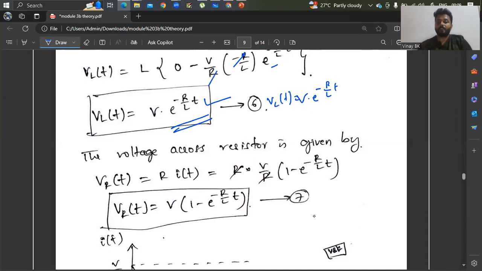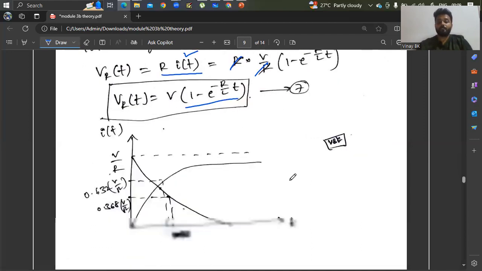Similarly, if you want to find the voltage across the resistor, VR of t is given by R into I of t. Substitute the value of I of t, that is V by R into 1 minus e to the power minus R by L into t. R and R will get cancelled. What will we get? V into 1 minus e to the power minus R by L into t.